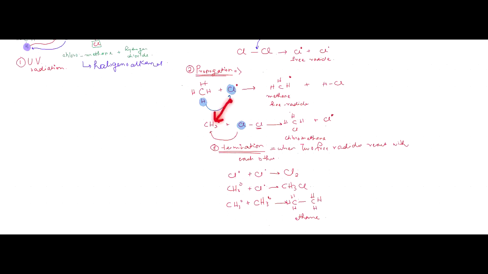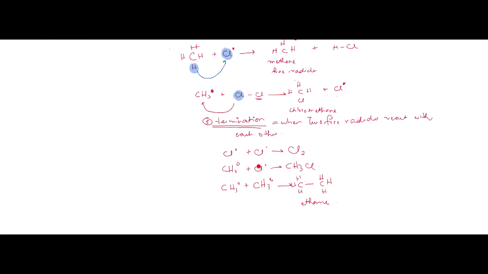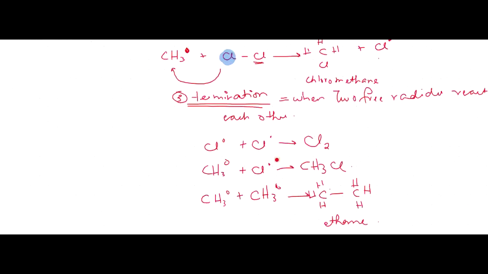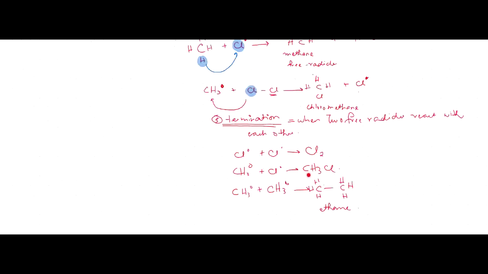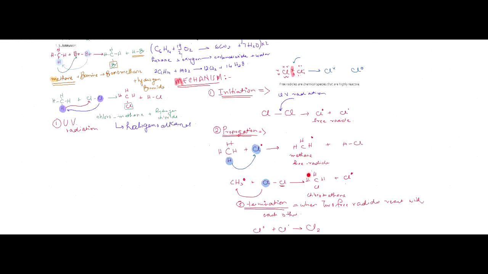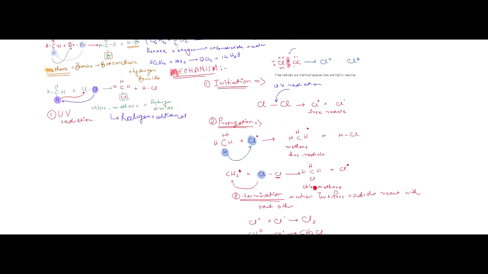Now, when the free radicals are reacting with each other, there are three possibilities. Either a chlorine free radical can react with another chlorine free radical and you get chlorine gas, or a methane free radical can react with a chlorine free radical and you get chloromethane, or a methane free radical can react with another methane free radical, in which case you get ethane. This is the mechanism of the reaction.